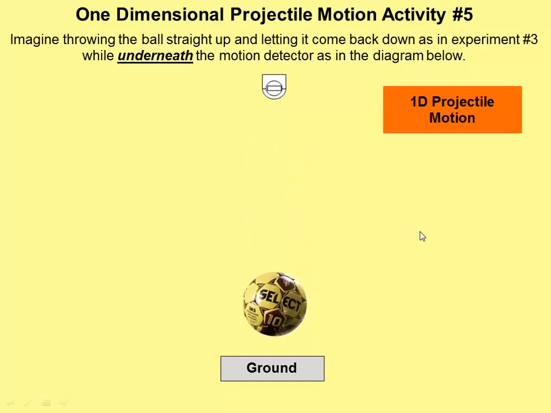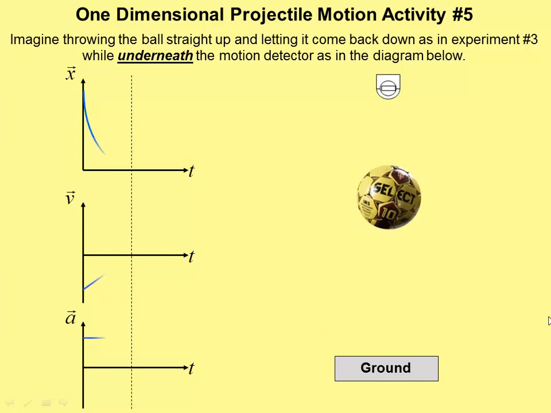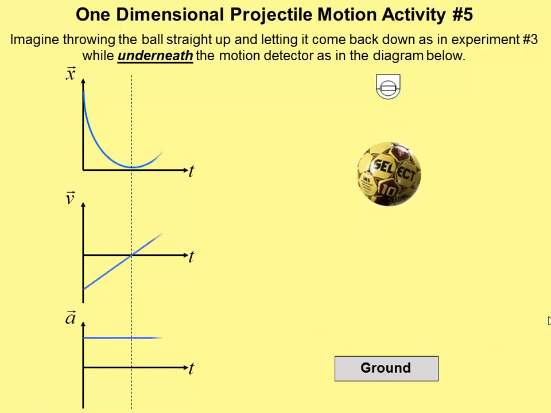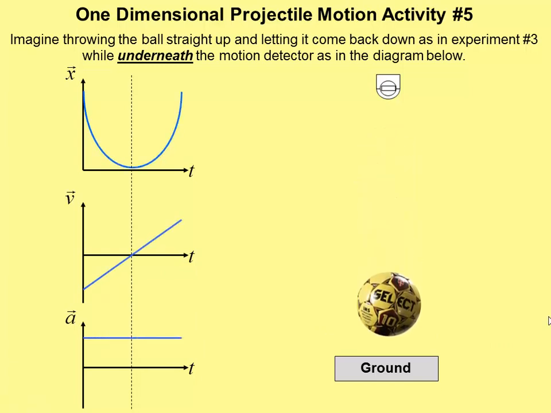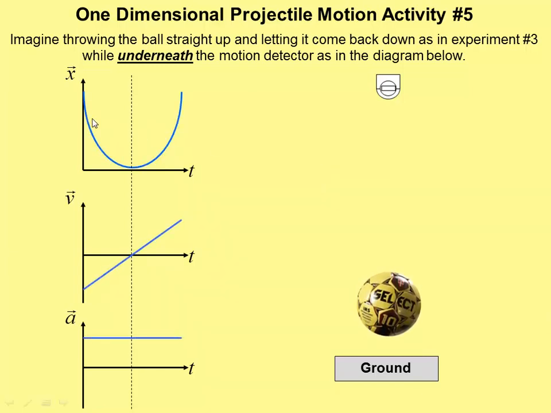Well, again, if you're in class, I'll show you the graphs, but here I'll try to show you theoretically what it would look like. Here's a position time, velocity time, and acceleration time graph, and here's what they would look like. Watch that again. Notice that the dotted line represents the highest point for the ball.